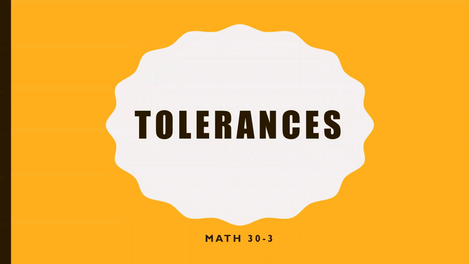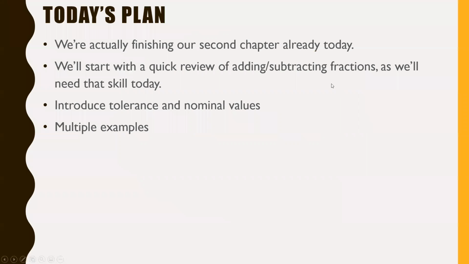All right, so we're actually going to have the last lesson of this chapter today. It's about tolerances. Tolerances are basically a range of possible values that a measurement can take place within. We'll get into this today. Here we go. Like I kind of alluded to, we're finishing off our second chapter today already. It was a very quick chapter, to be honest, just 2 lessons long.